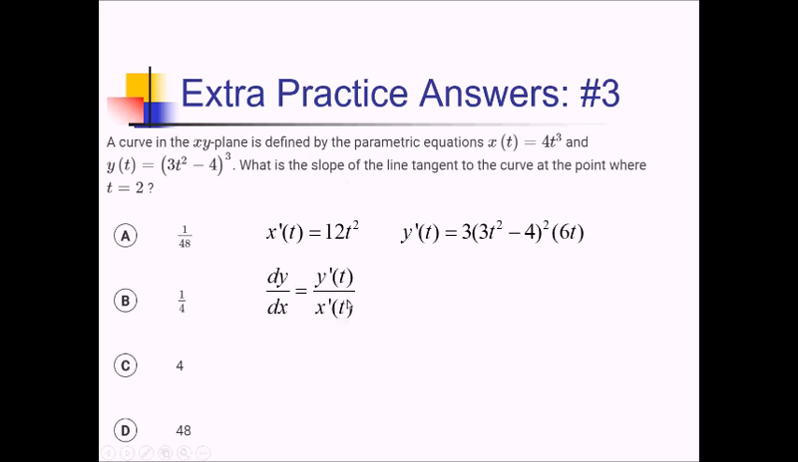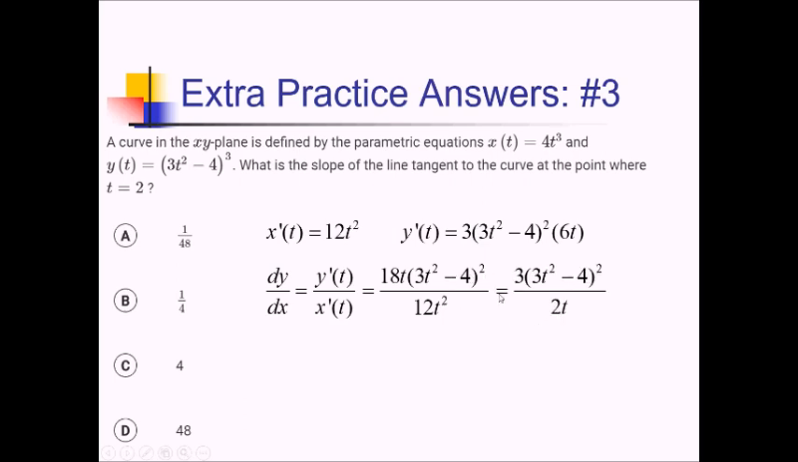And I'm going to clean this up as I plug this in. So I can rewrite the y prime here as 18t times (3t squared minus 4) quantity squared. And then here's x prime. I'm going to reduce a little bit here. So this is going to be a 3 over a 2, and we have a t downstairs and no t up here. So we have 3 times (3t squared minus 4) squared all over 2t.